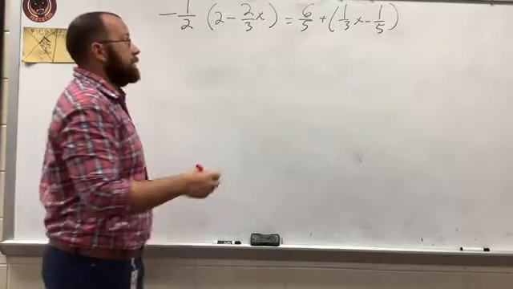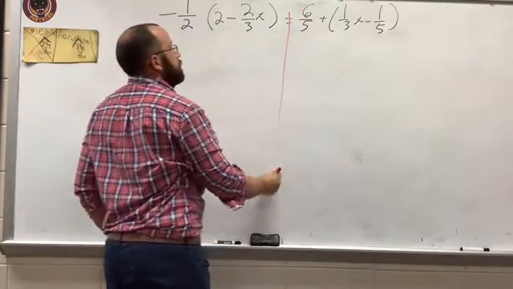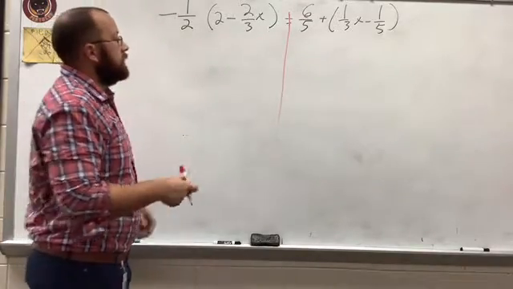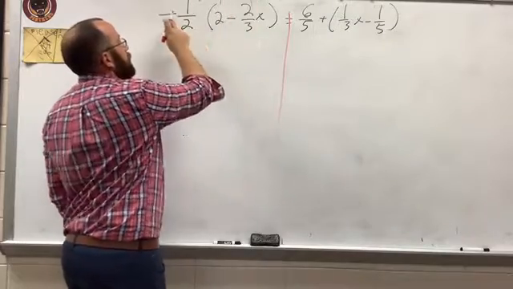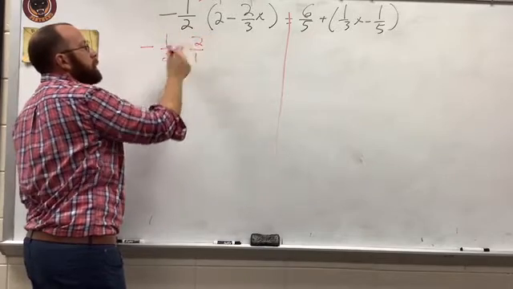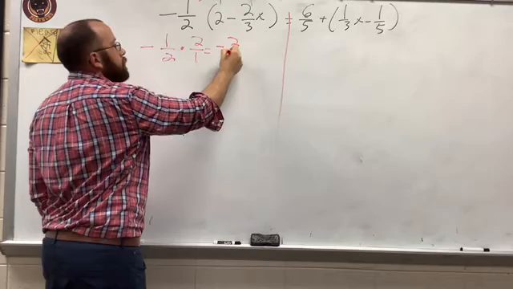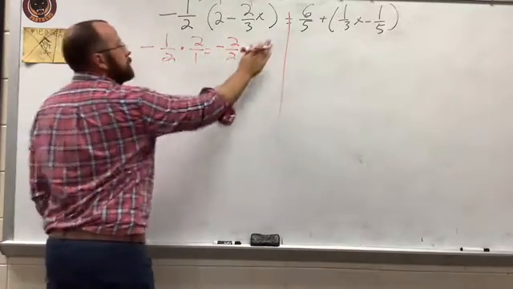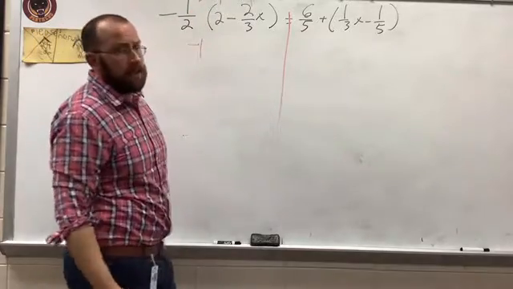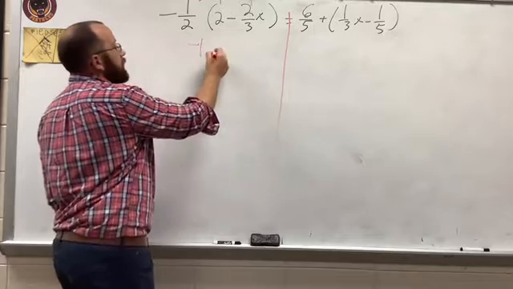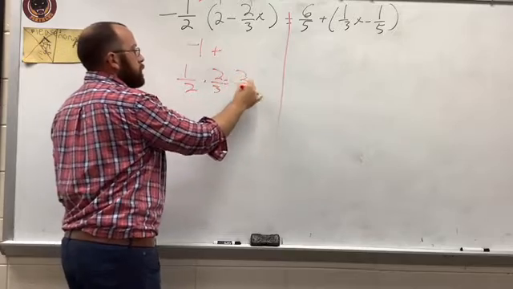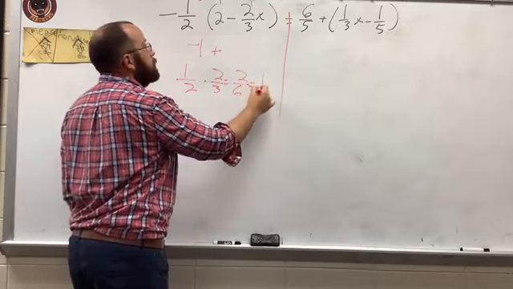All right, here's our second example. First thing we do, distribute. You get negative 1/2 times 2, that's actually 2/1, multiply across the top. It gives you negative 2/2, which is negative 1. Then I have negative 1/2 times negative 2/3. And that gives me a positive, so 1/2 times 2/3 gives me 2/6, but simplifies to 1/3.